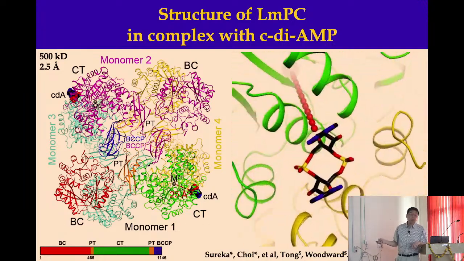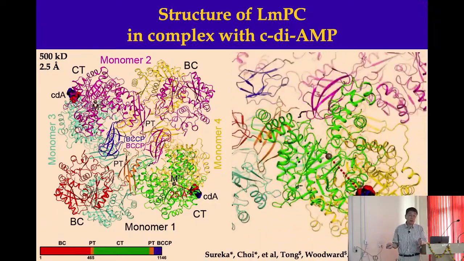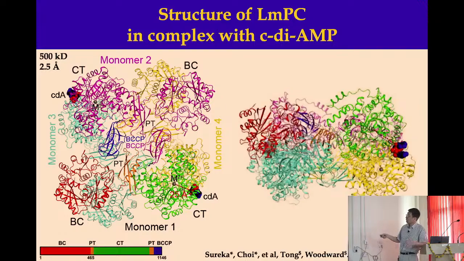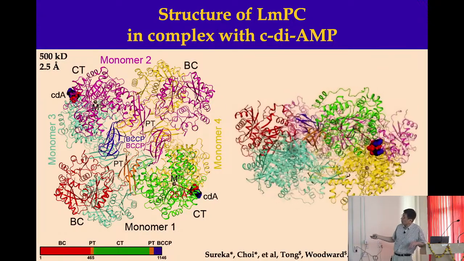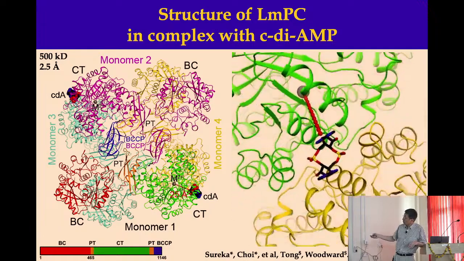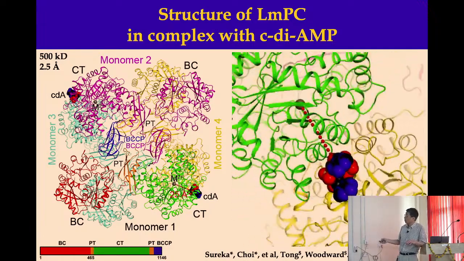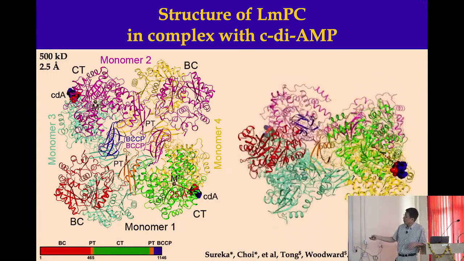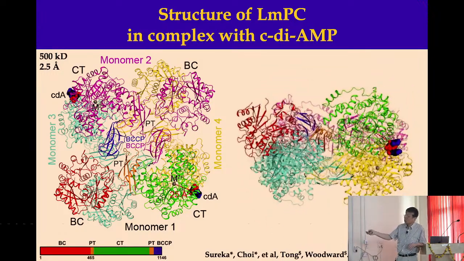CT is a tin barrel. I heard about tin barrel yesterday. So CT actually is a tin barrel with additional flourishes on the top, whatever. And then BCCP in the middle, right here. So BC, CT, BCCP, and then another domain which I won't talk about too much. And sarcodine AMP actually binds at the dimer interface of CT.